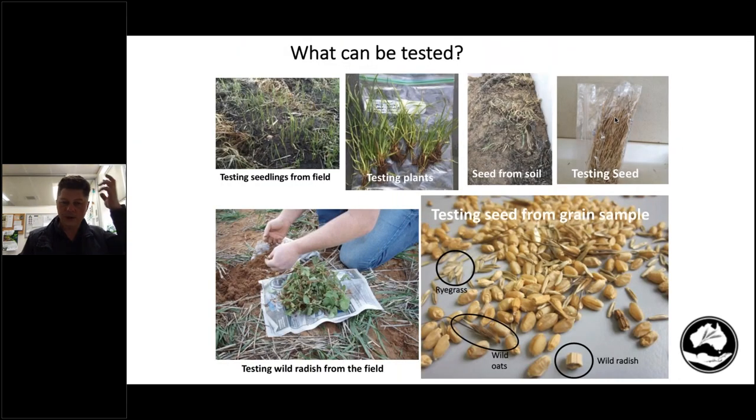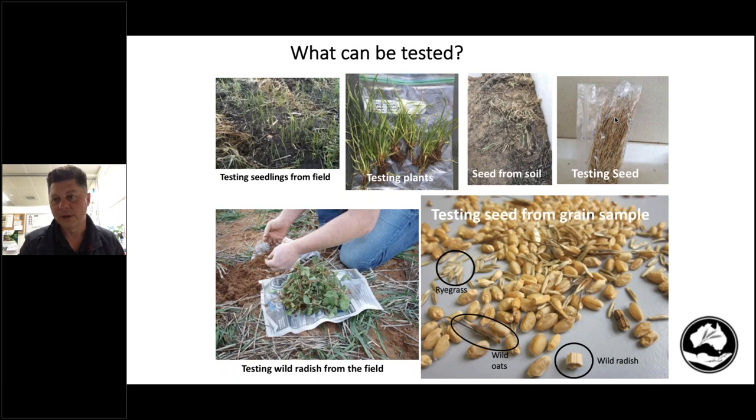So what can they be? They can be things like seedlings germinating in the field, tillering plants, even seed from soil. We can extract the seeds from soil, but most of our testing occurs as seed that's collected prior to harvest. We can test grass weeds. We can even test broadleaf weeds from the field as well.